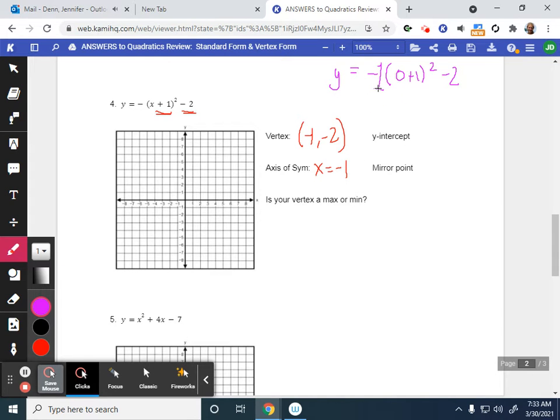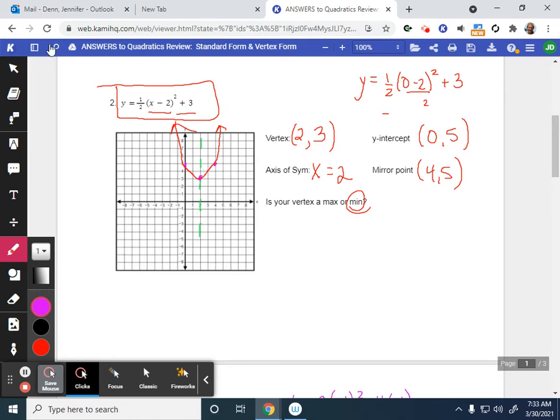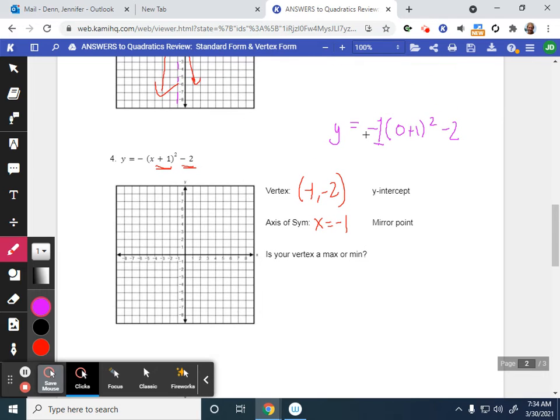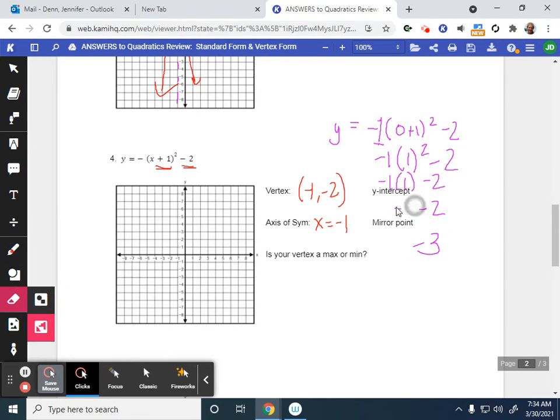This negative out here, think of it as a -1 multiplying. The last problem we did in vertex form up here had 1/2, and it just waited out front. Same thing's going to happen here, but it's a -1 that's waiting for us. So this -1 is just waiting. We do 1 squared. So -1 times 1 squared, that's just 1. Now -1 times 1 is -1, minus 2 is -3. So the y-intercept is -3.